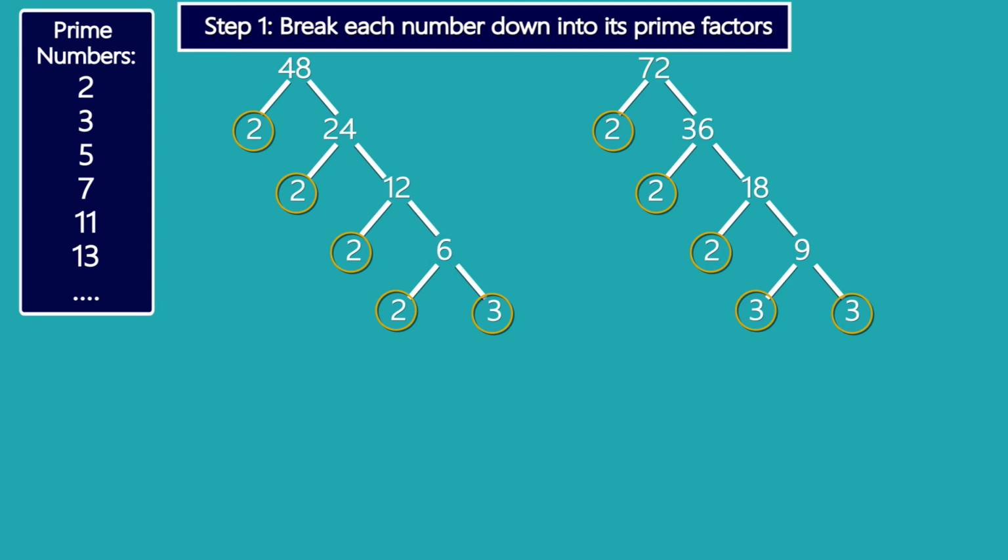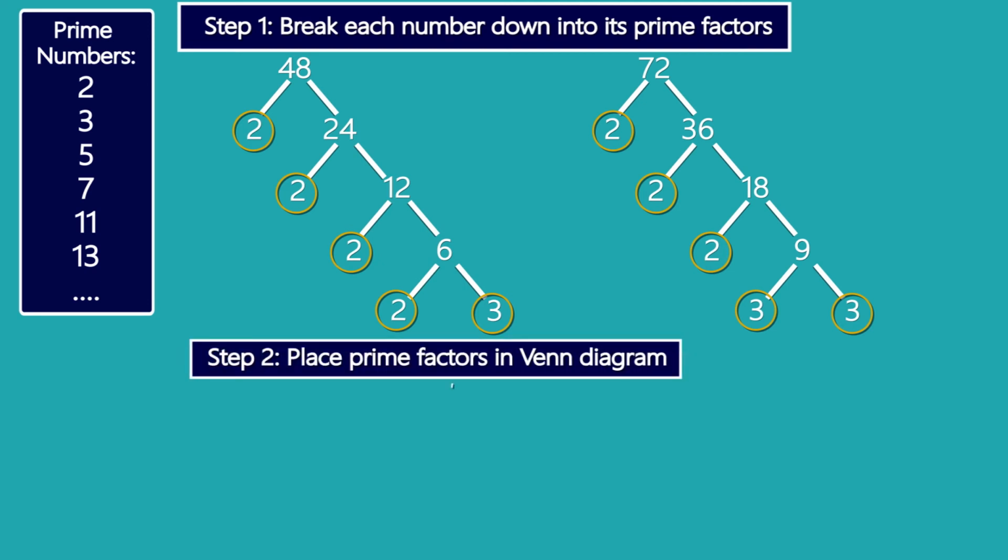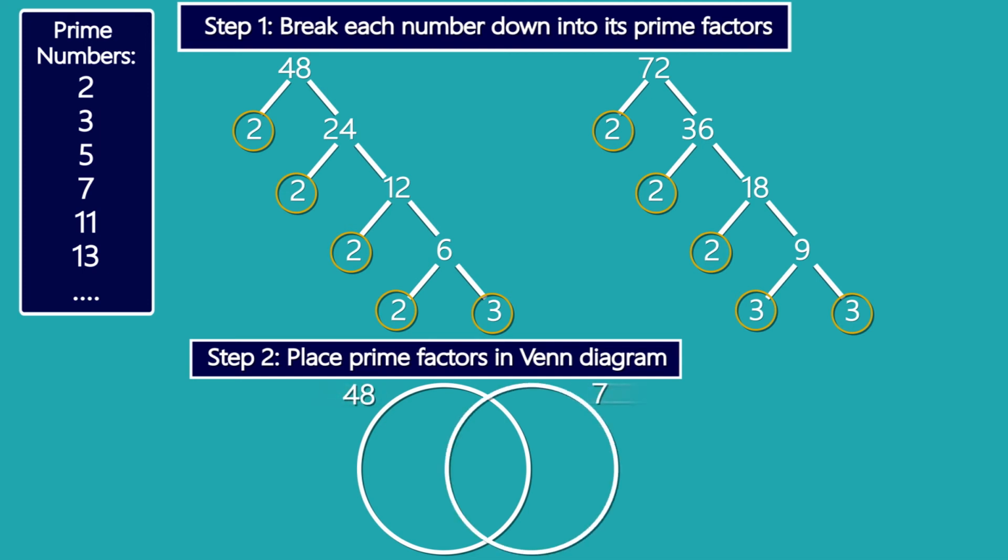Step 2 is to place the prime factors in the Venn diagram. So I'm going to do that now, and I'm going to cross them off as I go. There's one 2 that's in both, so I'm going to put that in the middle and cross it off on both sides. There's another 2 that's in both, so I'm going to put that in the middle and cross it off, and a third 2 that's in both. There's a fourth 2 for the 48, but not for the 72, so that's just going to go in the 48 circle, and I'm going to cross it off.